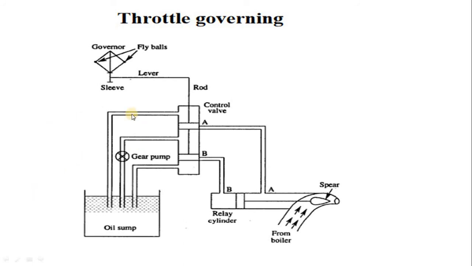So here you will get an idea about the connection. This is connection A and this is connection B. It is operated by the up and down motion of the control valve rod. Gear pumps are used for supplying the oil to activate the cylinders present in the control valve rod mechanism.